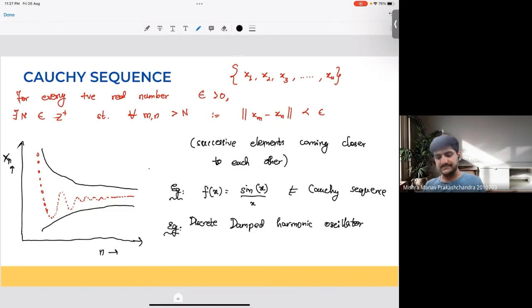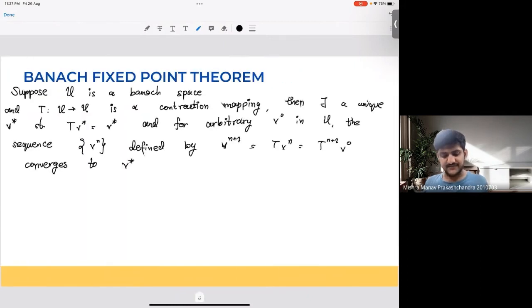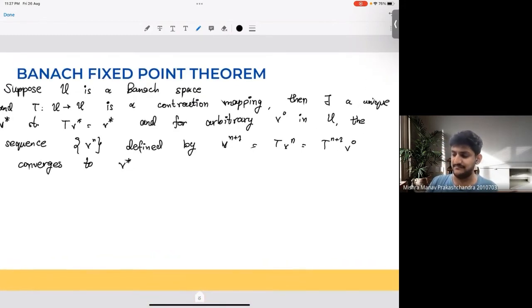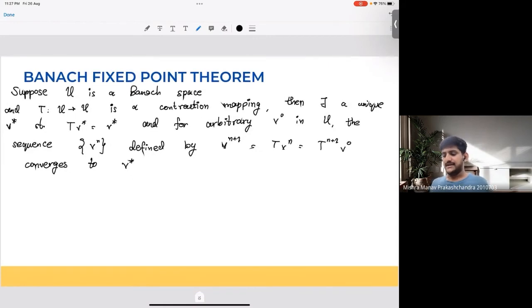Okay, so once you have defined the Cauchy sequence, next we take a look at the Banach fixed point theorem. Okay, this should be a capital B because it's a proper name. Okay, so the Banach fixed point theorem definition goes like this.